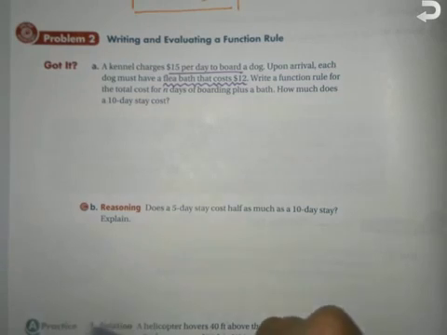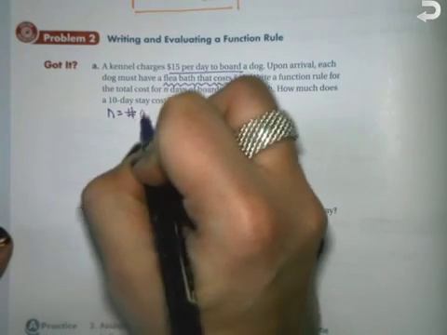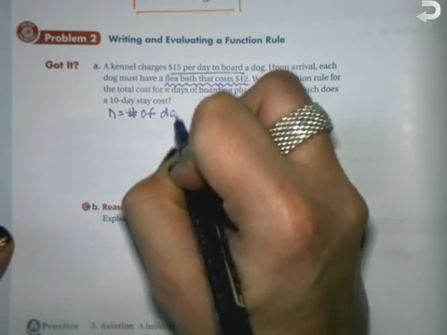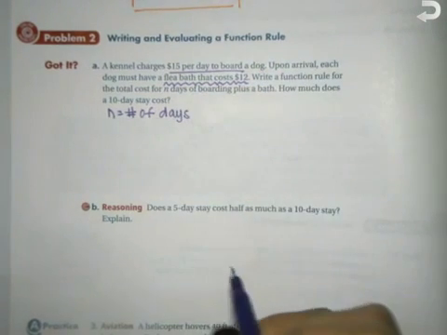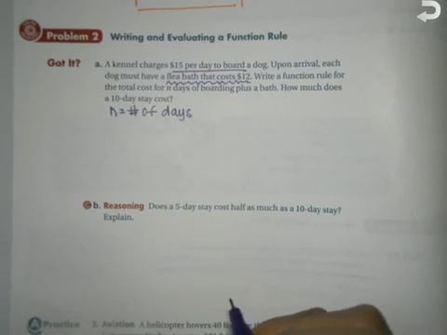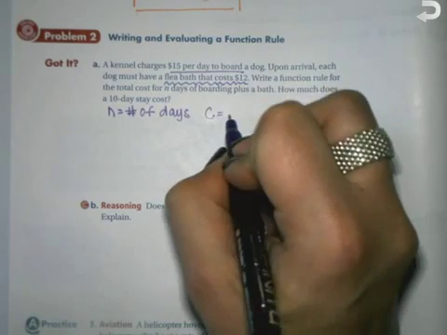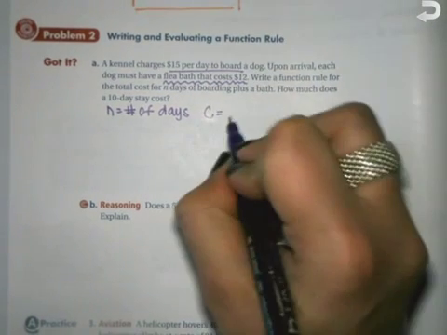So our variables, they give us one, N, equals number of days. What's the other variable? Total cost. What do you guys want to give that one? T or C? T. Let's do C this time. If you want to do T, do T. So C equals the total cost.